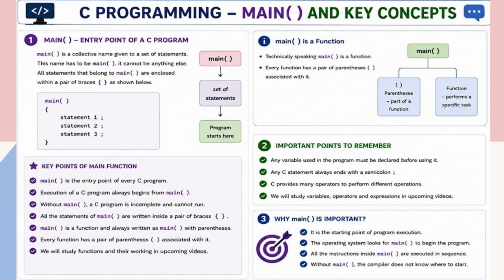You can see it in the diagram: a function name and a pair of parentheses. Let's quickly revise. Main is the entry point of every C program. Execution always starts from the main function. All program statements are written inside braces. Main is a function. No main, no program execution. Actually, the main function specifies where the computer starts, making it one of the most important parts of C.